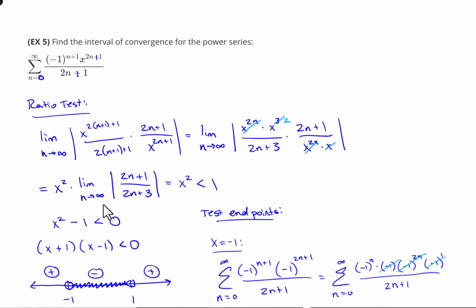So that means the interval of convergence here is from negative 1 to positive 1, and both endpoints are included in this case.